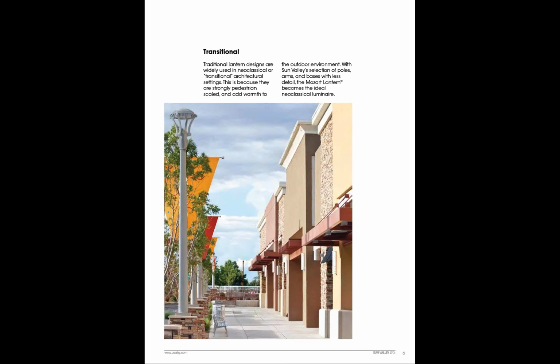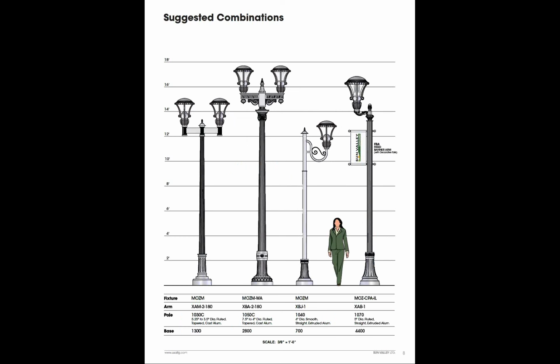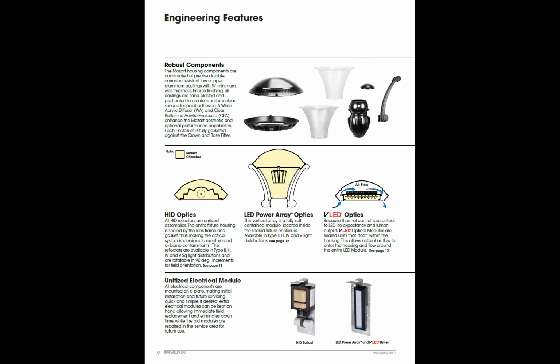If you go with a more simple design as far as the pole and base is concerned, transitional architecture is absolutely perfect for the Mozart Lantern. So whether it's hard traditional or more modern type of look, the Mozart Lantern is suitable for this. We also give you a two-page spread in here that gives you some suggested combinations of poles and arms with various bases and such, showing it in scale so that you see the height arrangements and etc. And then we give you a breakdown of the individual components of the product line.